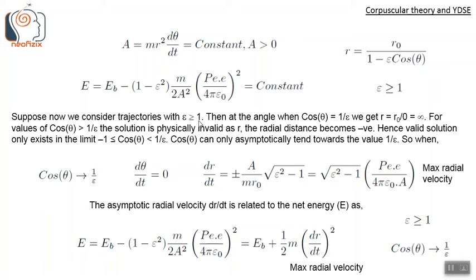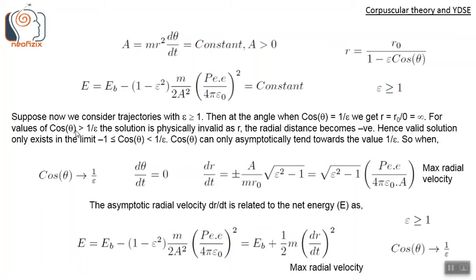Suppose now we consider trajectories with epsilon greater than or equal to 1. So this is the angular momentum equation, this is the energy equation, and this is the actual conic section solution, R equals R naught by 1 minus epsilon cos theta. At the angle when cos theta is equal to 1 by epsilon, we get R equals R naught by 1 minus 1, which is R naught by 0, or R equals infinity.